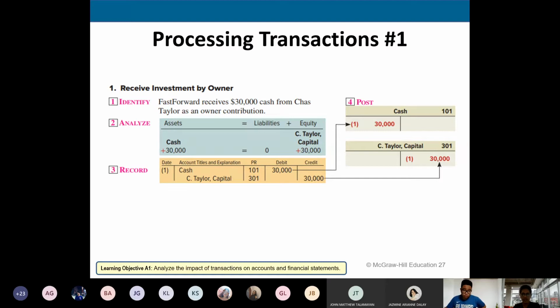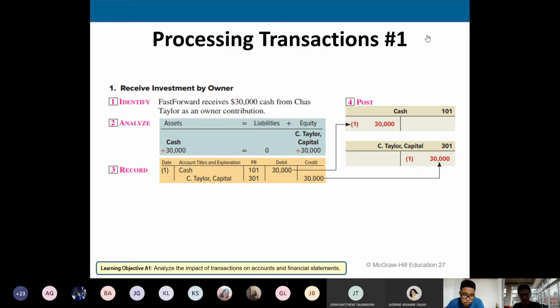As a general rule, let's take note for those STEM students, kasi majority dito ABM, tama? Ang entry natin, pag nag-invest ang owner sa business niya in the form of cash muna: debit cash, credit owner's capital. Do you get it? Bakit nag-debit ka ng cash? Naka-receive ka ng cash, tama?